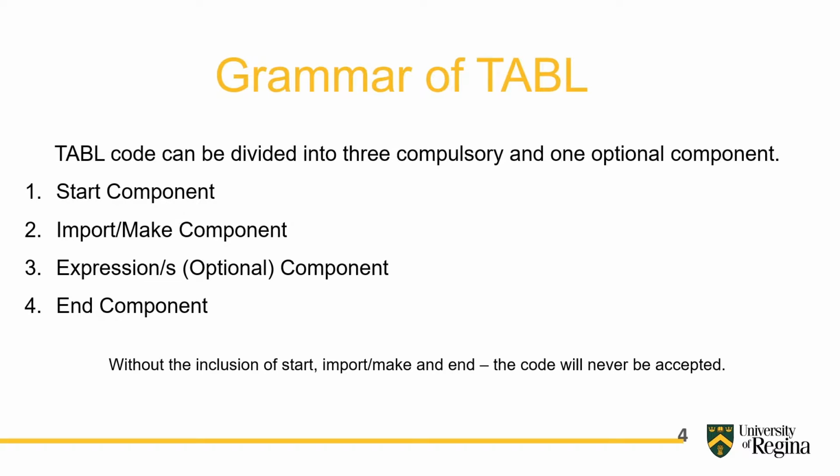The code of TABL has four components: start component, import or make component, expression component, and end component. Three of them are mandatory, that is start component, import or make component, and end component. We have designed it in such a way that the code is invalid if we don't include them, and one is optional, that is expression component.